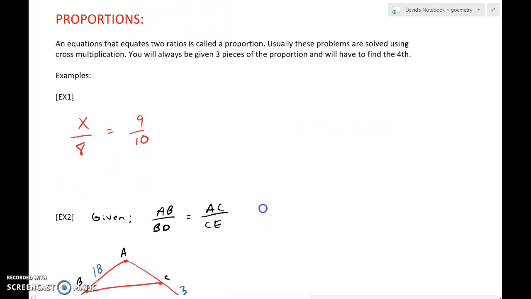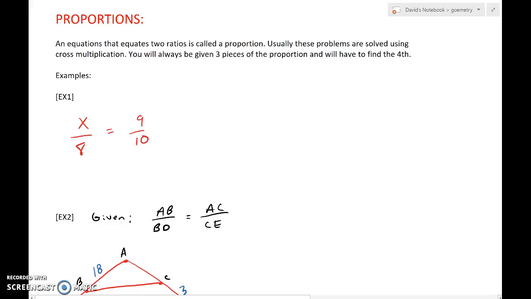As we move on to proportions, we're looking at the definition. An equation that equates, it sounds weird, but it is true, an equation that equates two ratios is called a proportion. Usually these problems are solved using cross multiplication. You will always be given 3 pieces of information in this proportion, and you'll have to find the 4th. So usually you're going to cross multiply. There are tricks so you can solve them faster, and as we do more examples, I'll show you that.